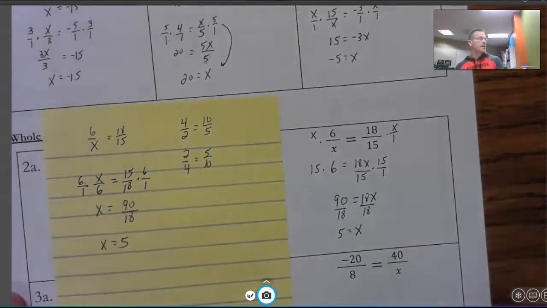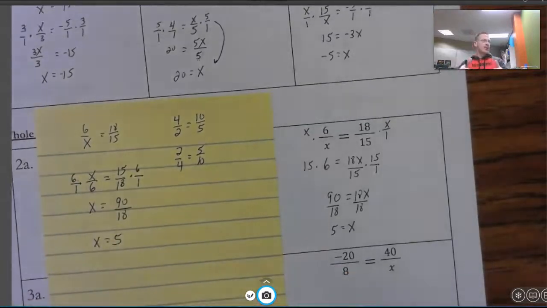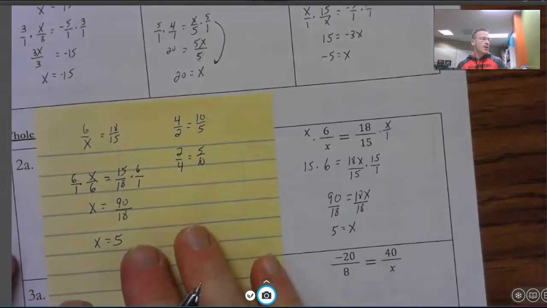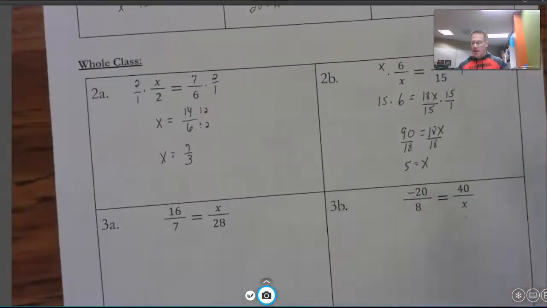So it's a little bit cleaner, a little bit easier sometimes, if I have just this one variable, I can just flip that fraction on both sides to make it a little bit simpler to solve. So now let's look at 3a here.